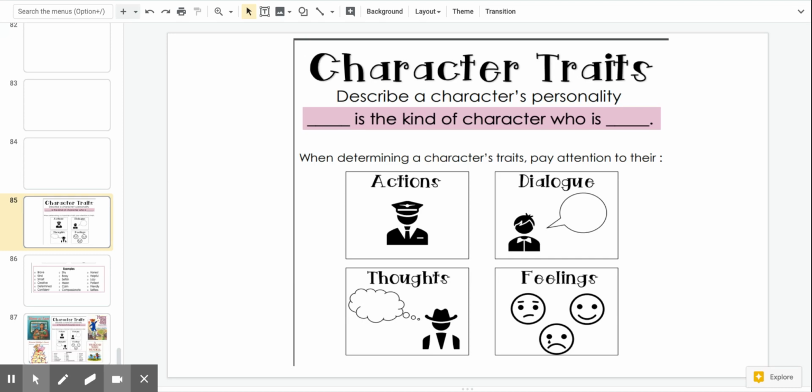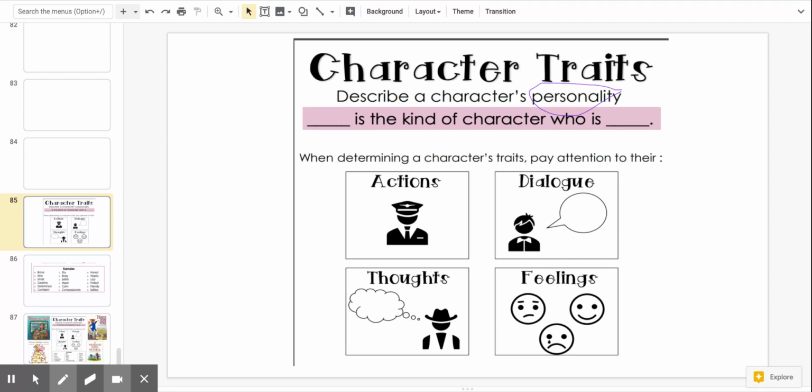This lesson goes with page 21 in your packet. It is your reading task for today, and it's all about character traits. And when you think about character traits, you're not thinking about how that character is on the outside, but how they are on the inside. That word is, what's their personality? And in the pink box, you see this sentence, blank is the kind of character who is blank. So you're looking for an adjective. You're describing that character or person in the story.